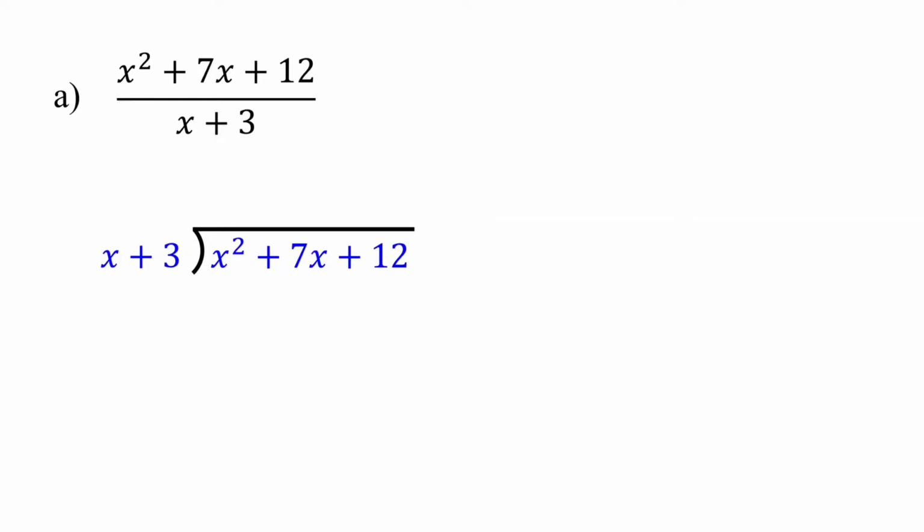The first step is to divide the first term of the dividend by the first term of the divisor. X squared divided by x gives us x, right? We write this x on top, lining it up with the corresponding like term in the dividend.